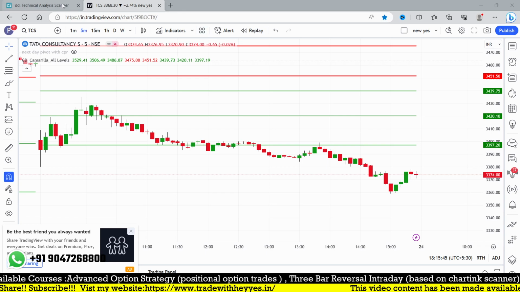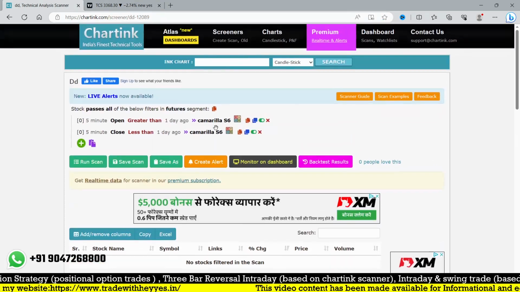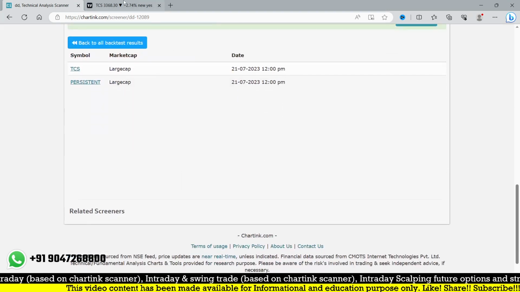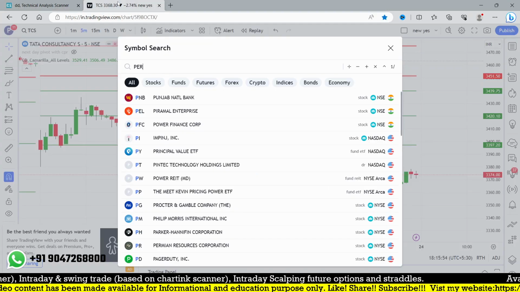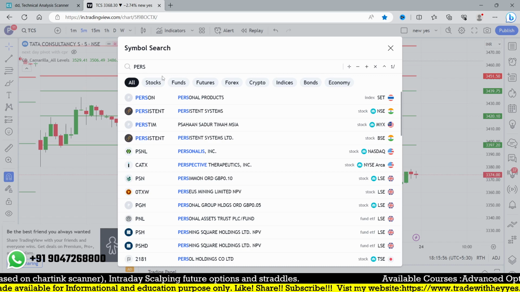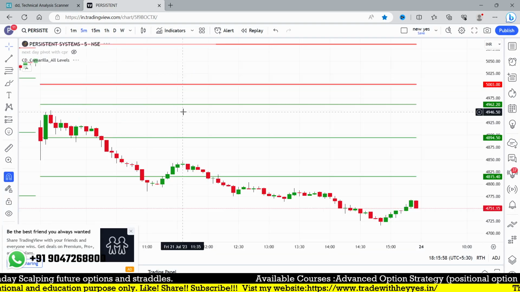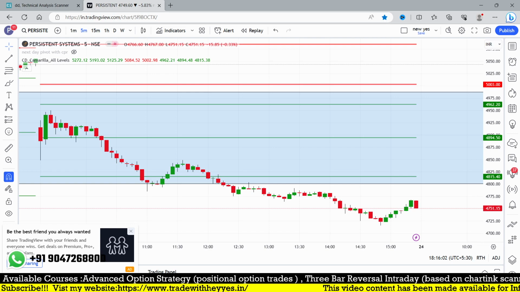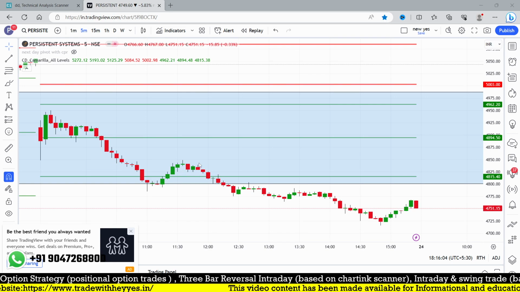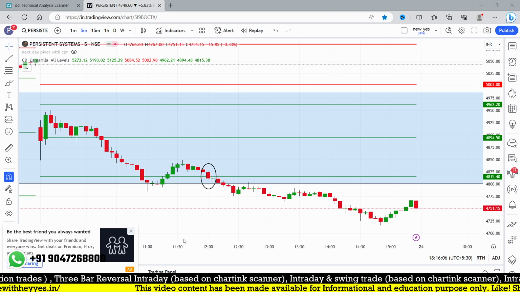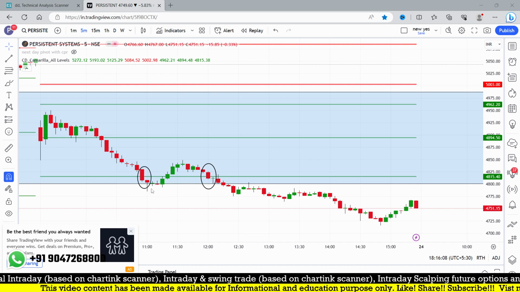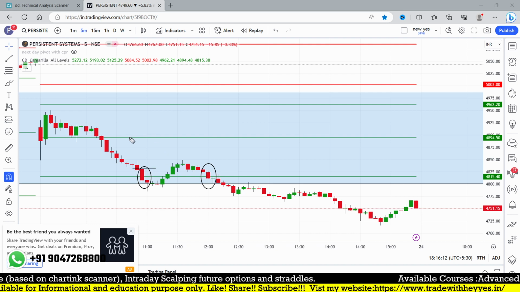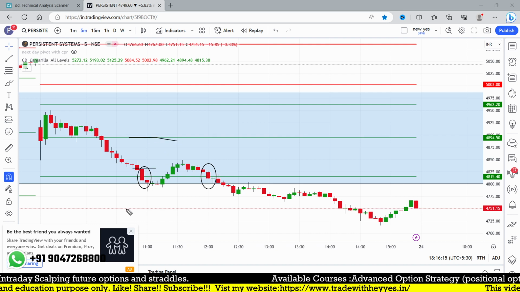So as per our scanner, this is one more scanner which we have created, which may help you find a reversion. At the same time, Persistent, I think the stock is almost at 12 o'clock. So look here at this point, we find an exact reversal. That means a breakdown, and again one more breakdown here. Maybe I can keep a stop loss at the candle high or even that level. So it depends on my idea.